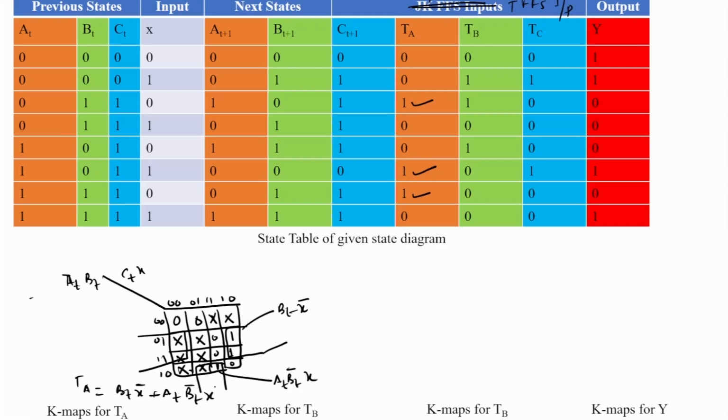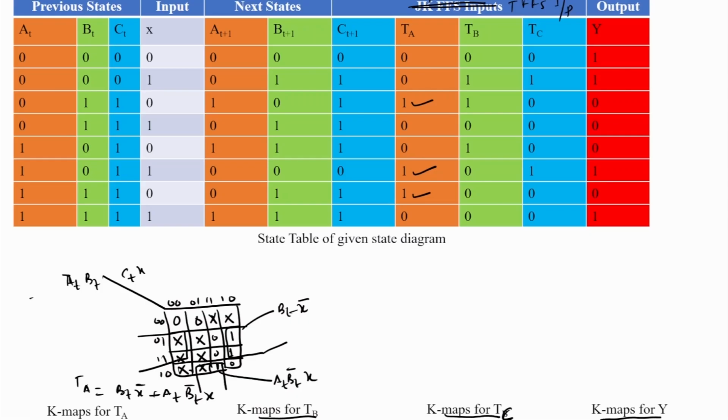Similarly, we design a K map for TB and find a Boolean expression for TB, then we design a K map for TC and find a Boolean expression for TC, and we also find a Boolean expression for output Y. In all cases, in all the K maps, the minterms 2, 3, 4, 5, 8, 9 and 12, 13 are treated as don't care, and we then form groups of ones, including some of the x's in the group, and then we find a simplified function in terms of AT, BT, CT and x.